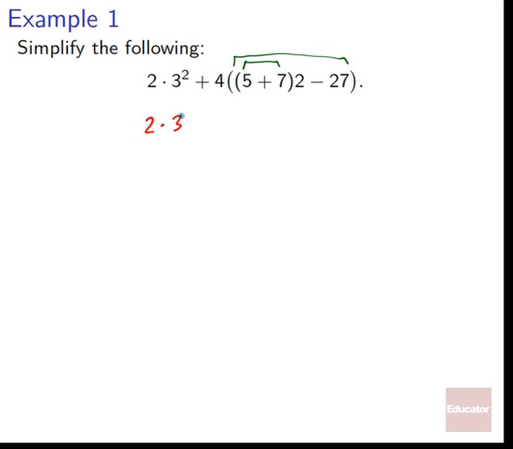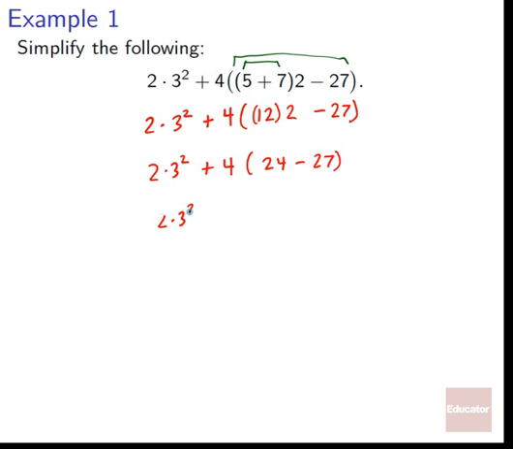We bring everything down, right? Each new horizontal line is a copy of what was above it, but just put in new ways of talking about it. 4 times quantity, well, what's 5 plus 7 become? 5 plus 7 becomes 12. So 12 times 2 minus 27. Now, we keep doing this inside of this parentheses first. 2 times 3 squared plus 4, 12 times 2 becomes 24 minus 27.